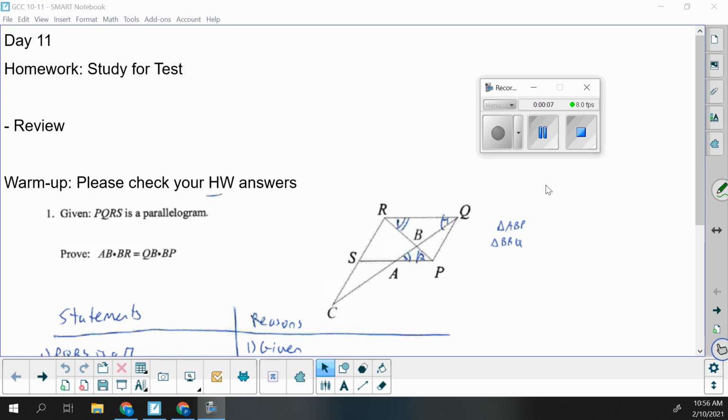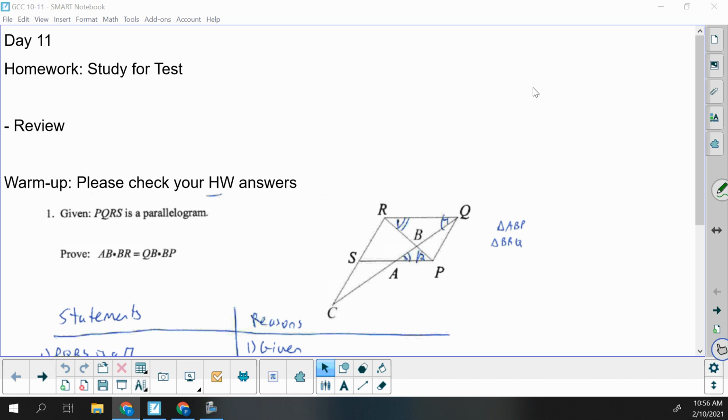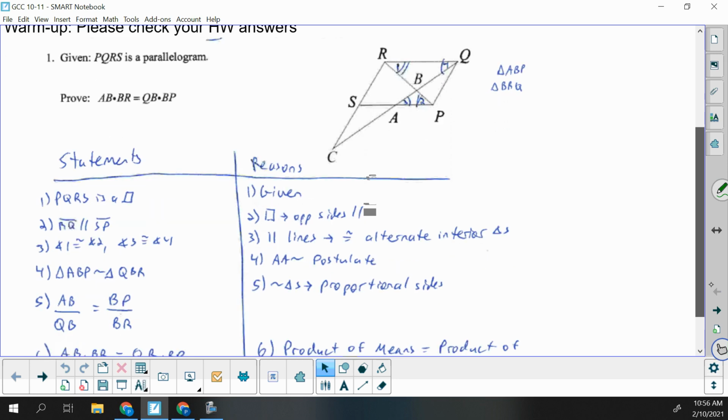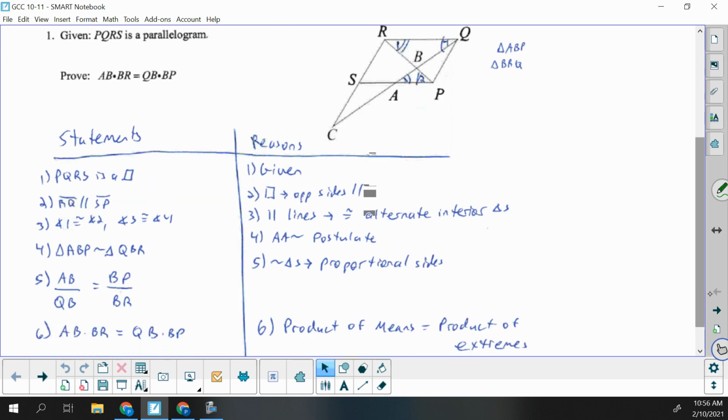So we're on day 11, our second review day for the test. Only homework is to study for the test. No warm-up, we're just going to go through the homework answers. So based on our proof statement, if we're seeing sides multiplying, we want to think, okay, this is a similar triangle proof. After I do my similar triangle proof, I'll just have those two additional steps.